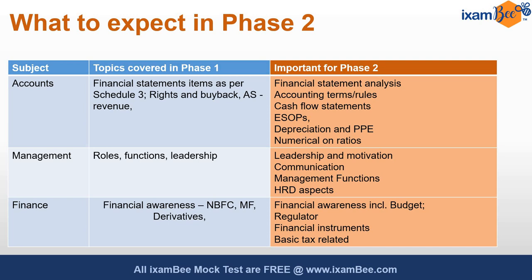Moving on to finance, financial awareness questions, NBFC-related questions, mutual fund and derivatives-related questions had come in phase 1. In phase 2, financial awareness including your budget. Actually in phase 1, budget was included in GA. We don't have GA in phase 2. Therefore, there is likelihood of budget-related concepts or questions coming in finance in paper 2 also.